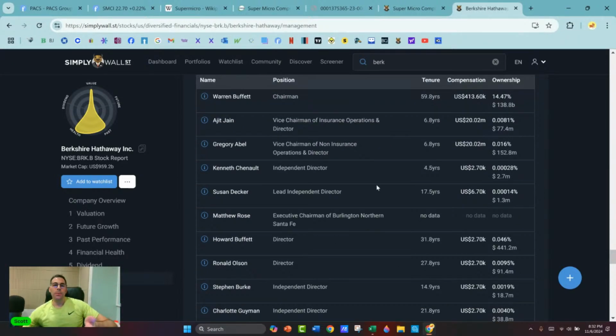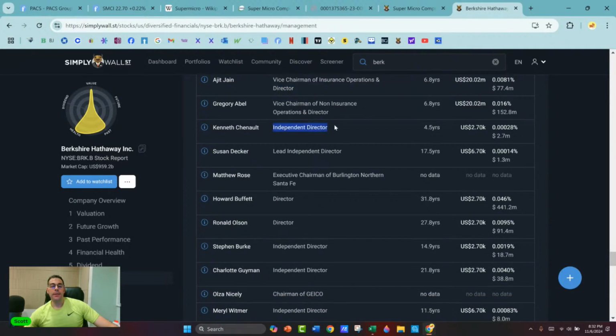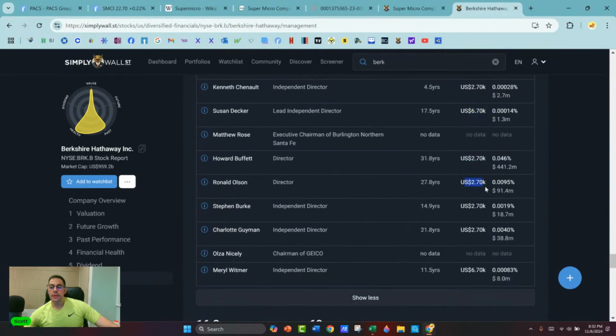So this is what you would hope to see. Obviously, Warren Buffett, he's the chairman of the board, so he gets a salary. Ajit Jain works for the company too, Greg Abel. But if you see independent directors, he makes $2,700. That's what you'd want to see in a reputable company. The money should not be going... They shouldn't be spending millions and millions of dollars a year just on a board. Susan Decker, $6,700. So they don't pay much for board members, but it's pretty prestigious just being on a board. You can make a lot of connections, and it helps your business too.